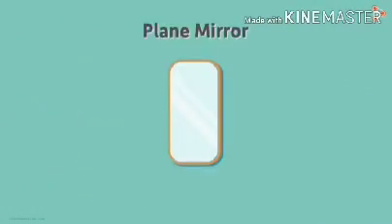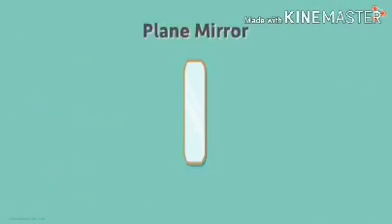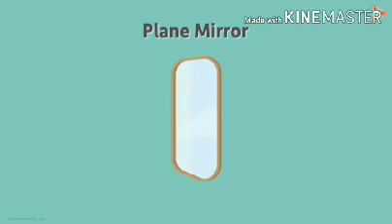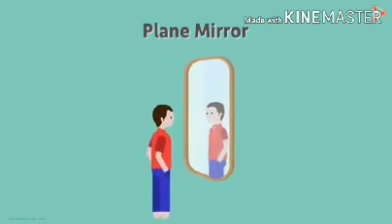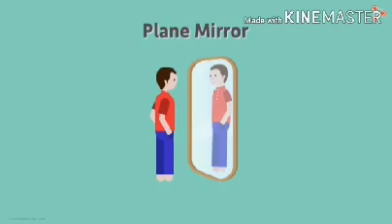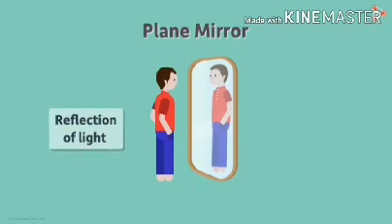Now, the obvious question: we see an image of ourselves in the plane mirror. Nothing surprising there. Why are we able to see our image? Yes, it's due to the reflection of light. In fact, it is due to multiple reflections of light rays.